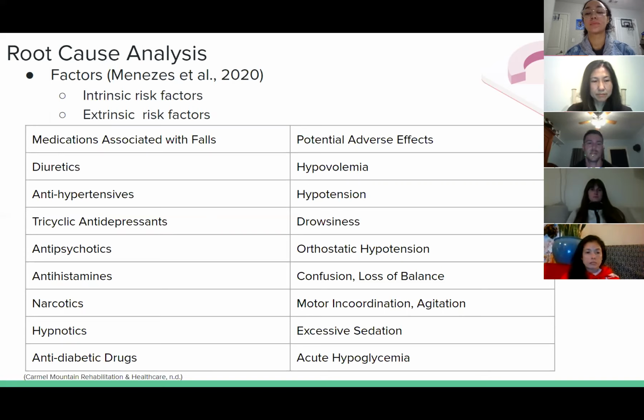So when we take a look at things that are affecting these patients, we take a look at the medications such as the diuretics, the antihypertensives, a lot of the antipsychotics, antihistamines, narcotics, hypnotics, these things that have very adverse effects that affect patient mentation, whether or not they're able to get up and walk, affects their BMAT level, and then also affects how they get around from place to place. Next slide, please.